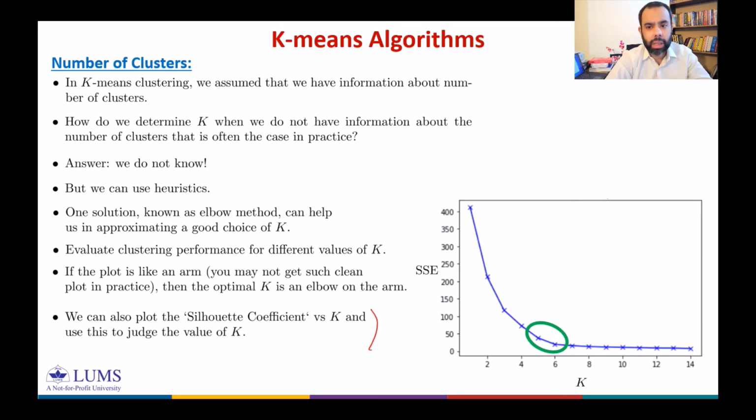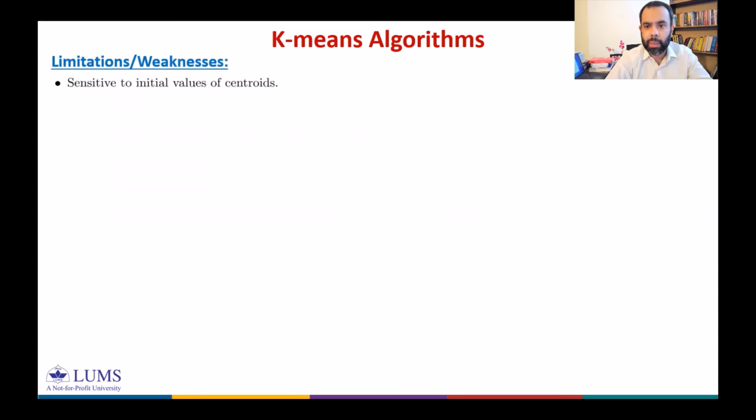Some of the limitations and weaknesses of K-means. We have seen one earlier, that K-means is sensitive to noise and sensitive to initial values of centroids. There is a possibility that for some values of centroids, we can have suboptimal clustering. K-means is sensitive to differences in sizes, densities, and shapes of clusters. Okay, let me explain this.